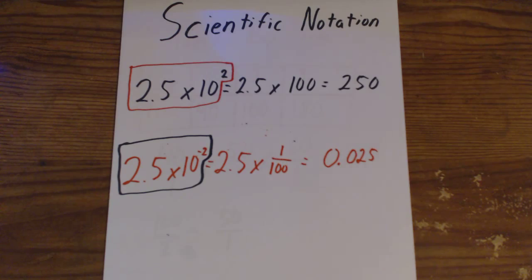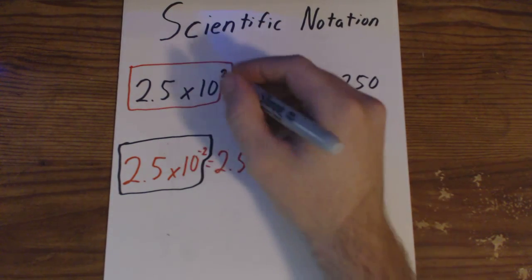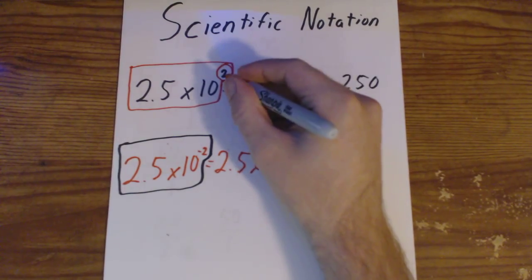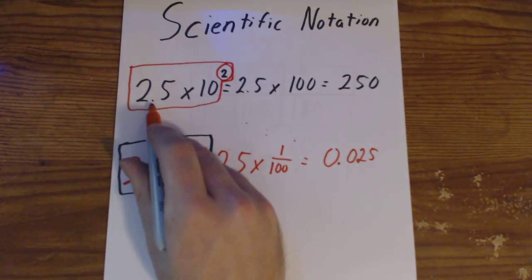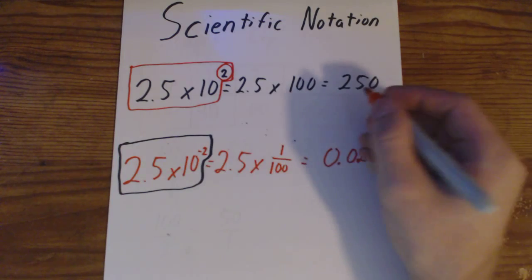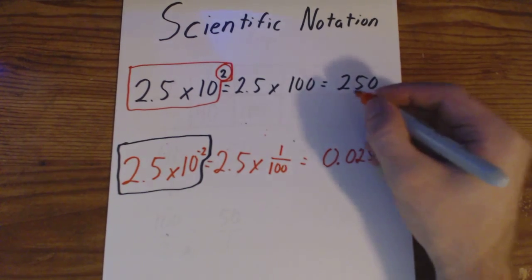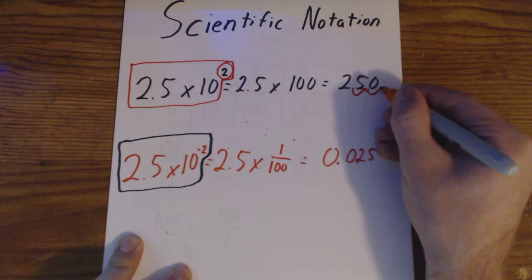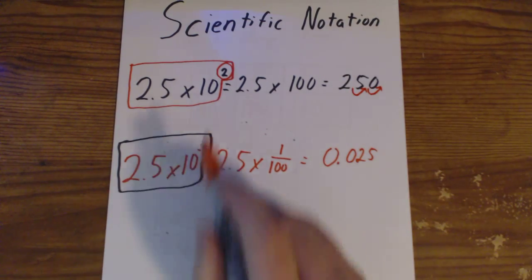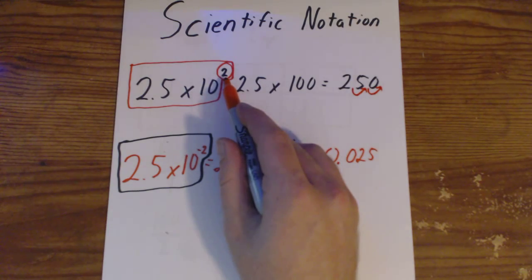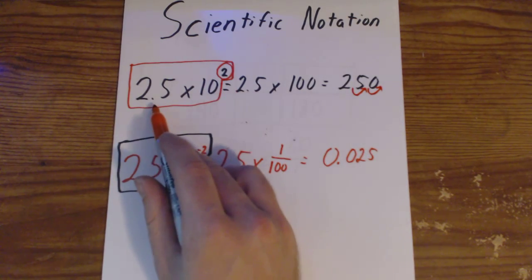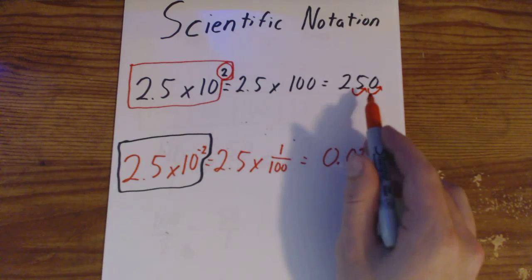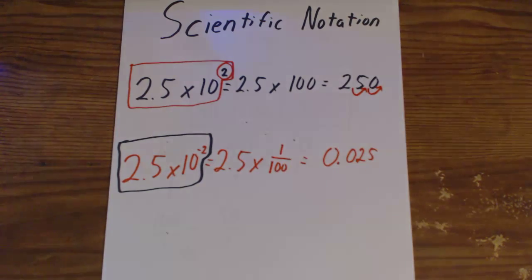Now I want to point out a couple little things that you might notice. If you look up here, this has a coefficient of 2.5. Our decimal is right there, so our decimal is between the 2 and the 5. If you look at our final answer, we moved it once, moved it twice. That times 10 to the 2, we ended up just moving that decimal to the right twice to get our final answer of 250.